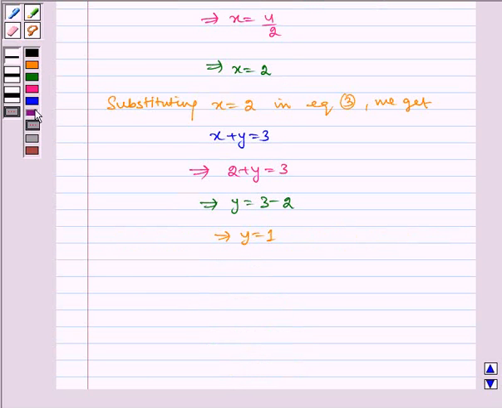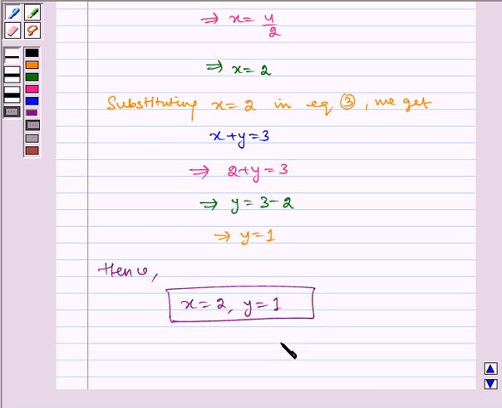Therefore, x is equal to 2 and y is equal to 1 is our required answer. I hope you understood the problem.